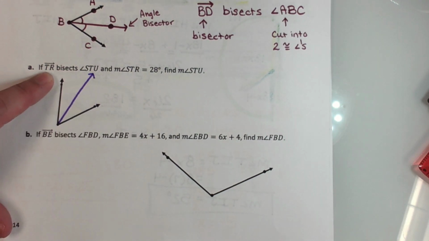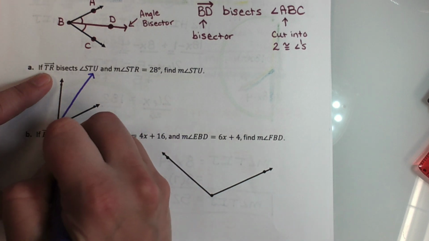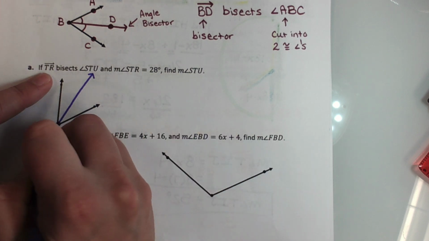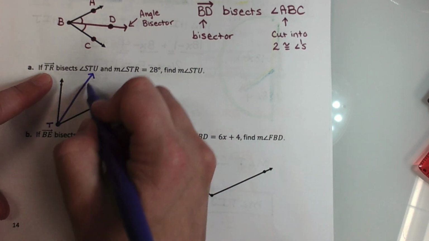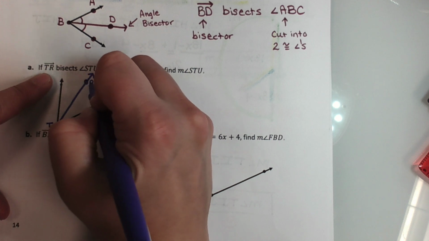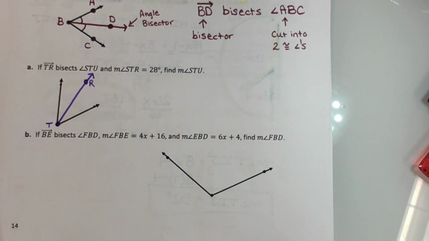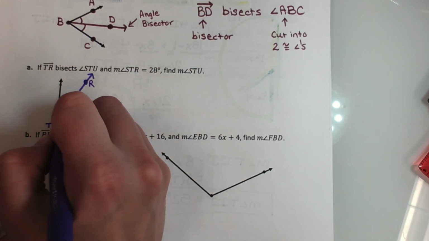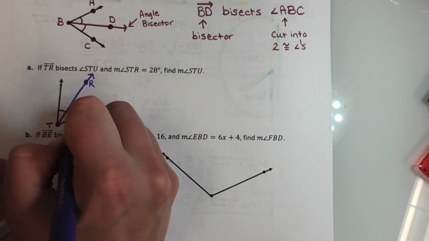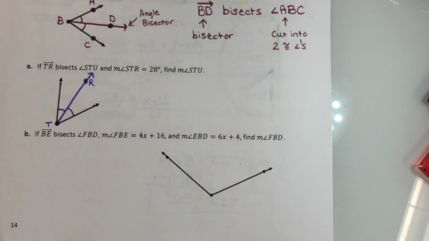I'm going to draw in my bisector. That bisector is TR. It is a ray, which means where it starts, which happens to be right here, has to be T, and then somewhere along it is R. I also should know that these are congruent because it says bisect. Bisect means two congruent parts.